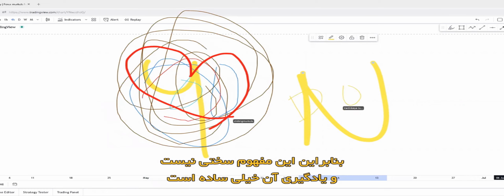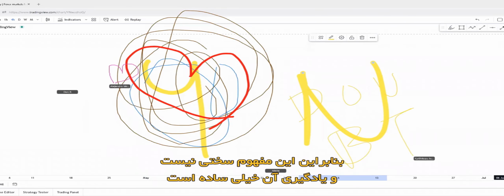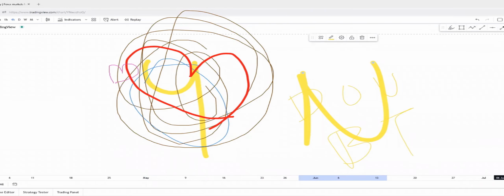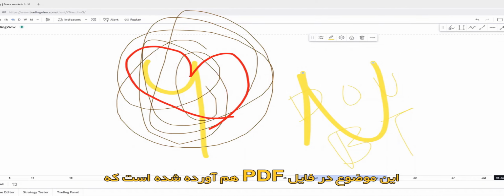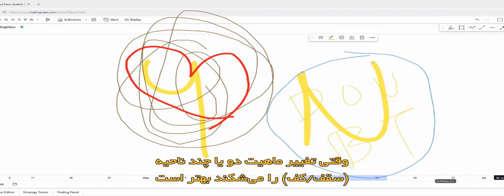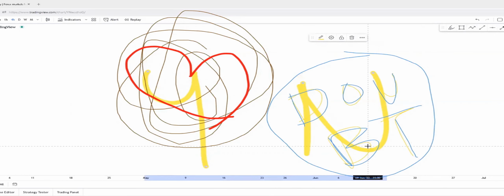So this isn't a hard concept, right? This is really, really easy to use and learn. But we still have to talk about this because I saw that lots of you guys are confused about this. But actually, this is being mentioned in the PDF too, that the change of character is the best to use when it breaks through two or several opposite side zones, high points, low points. So this is a really, really easy to use concept.